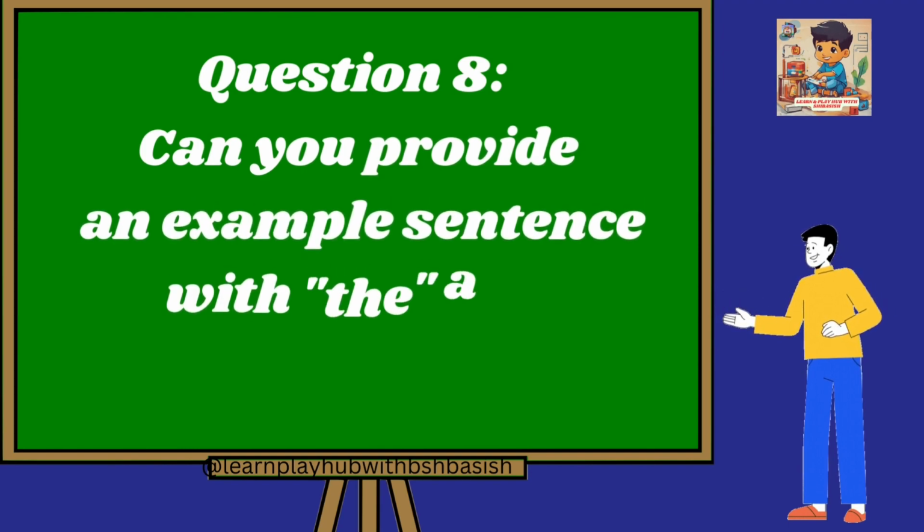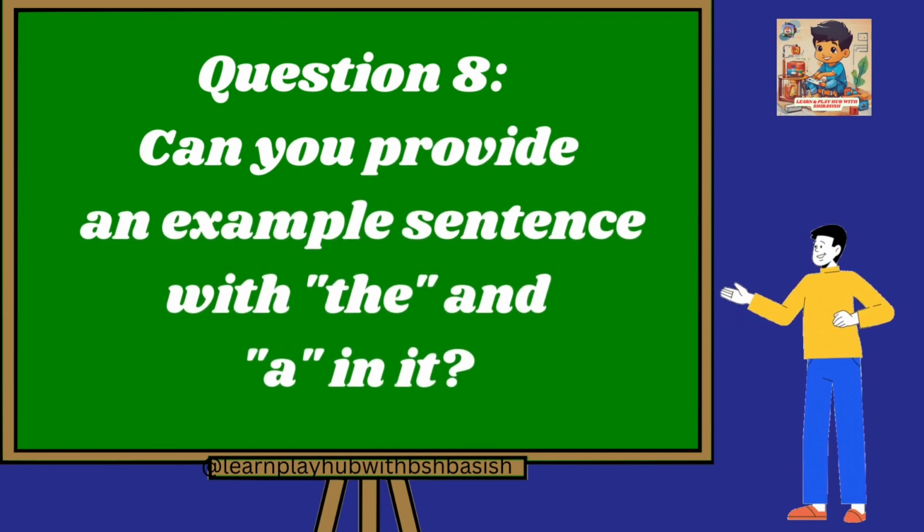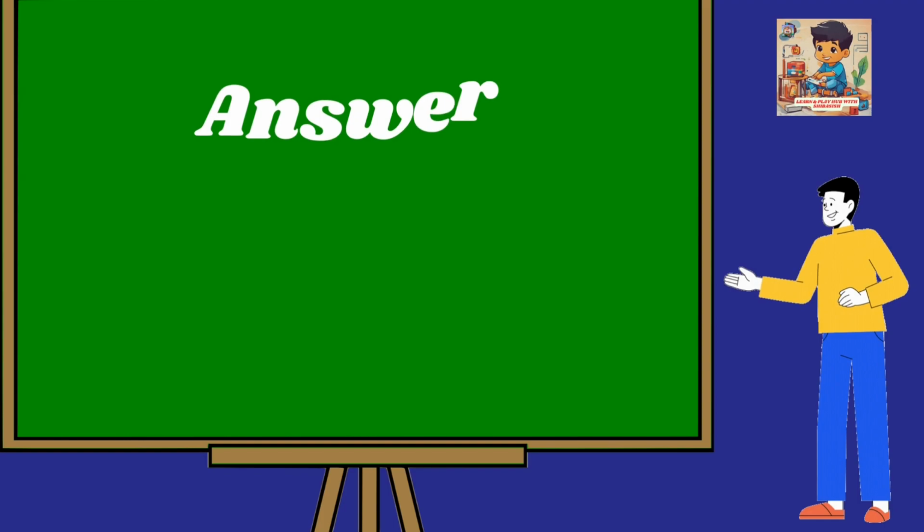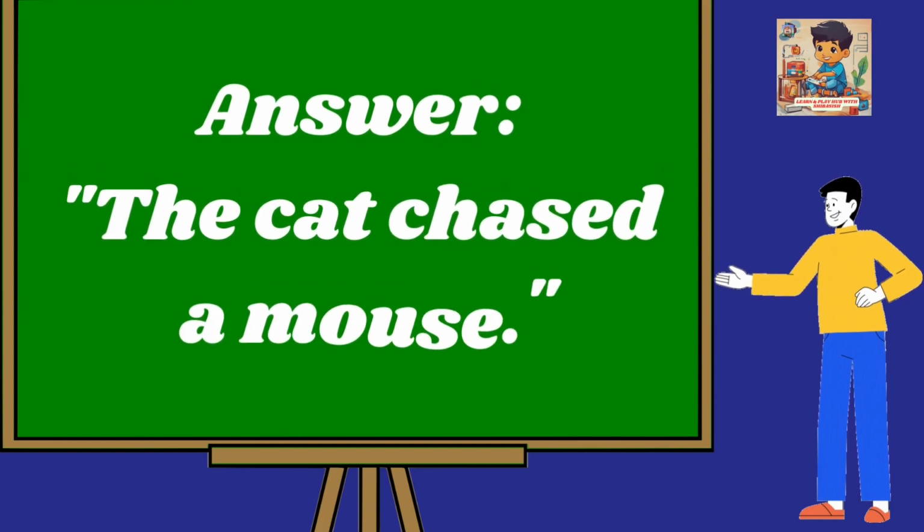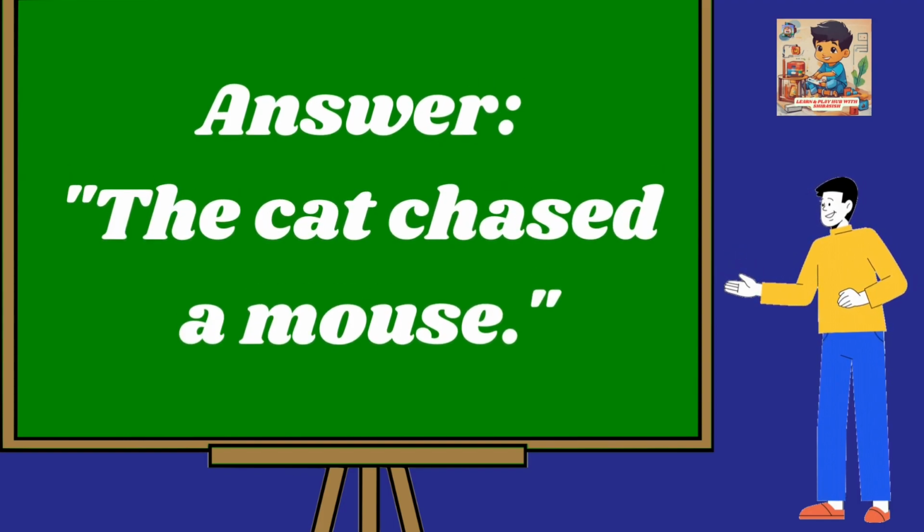Question 8. Can you provide an example sentence with the and a in it? Answer. The cat chased a mouse.